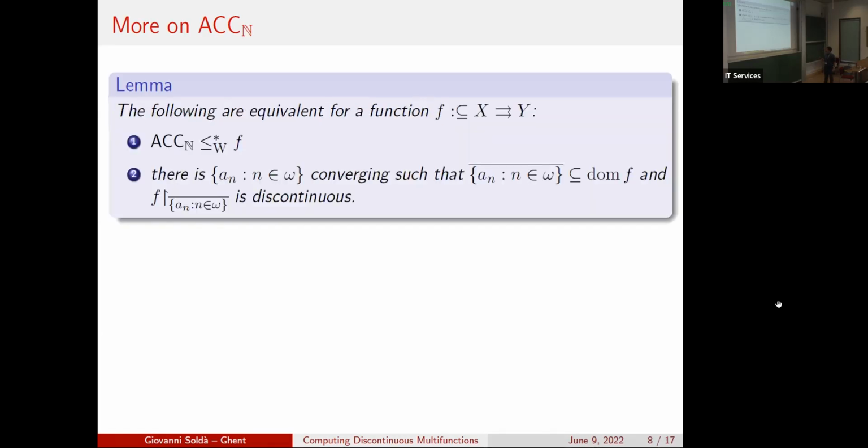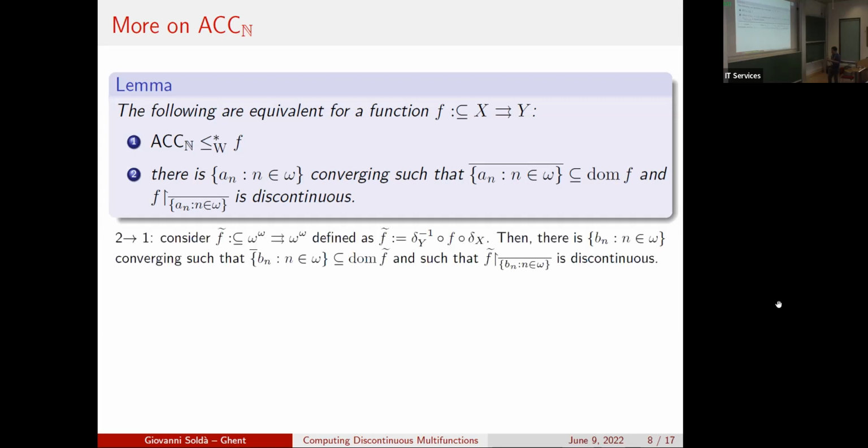But more is true. As I was saying, the following are equivalent for functions between X and Y: being able to continuously compute ACCN, and having a sequence a_n in your domain which converges inside the domain, such that if you restrict your function to the closure of that sequence, you get something discontinuous. Let's see at least a sketch of the proof of what is going on here.